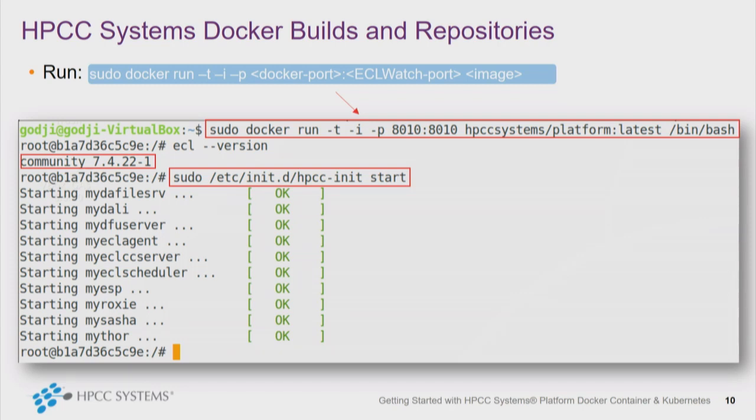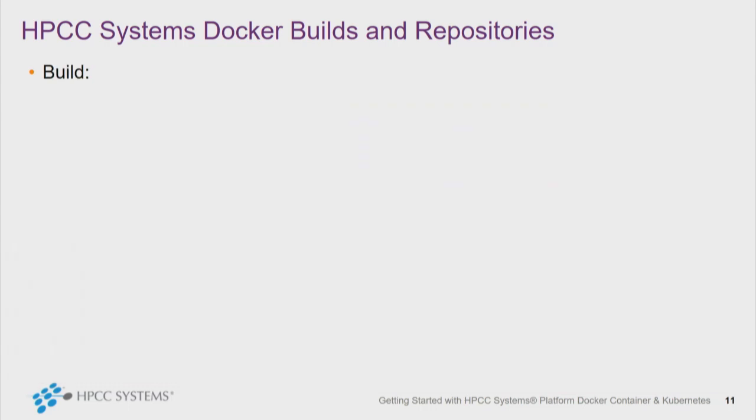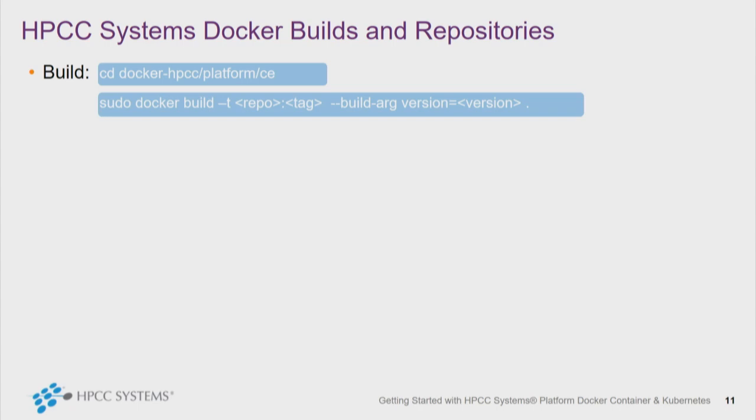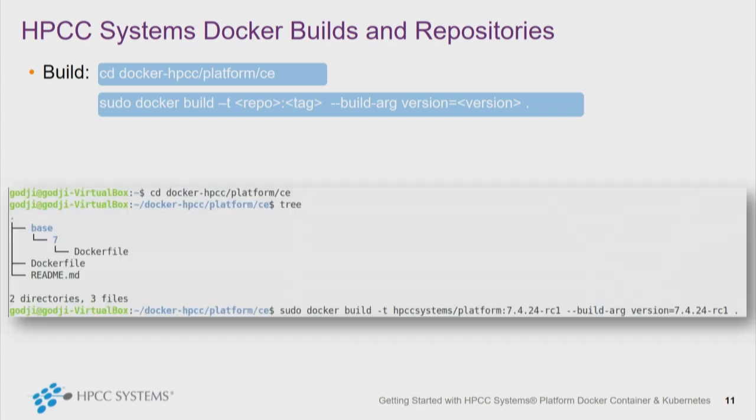So now you know how to get the image and how to run it. But what if you want to build it yourself? To do that, you just do this. You step into the CE directory, and you do a sudo docker build. Let's take a look. Here we're building a different version, which is 7.4.24 RC1. We normally provide you the gold releases, but we don't provide you RC releases for Docker. So if you want to build an RC, you can just do it like this.